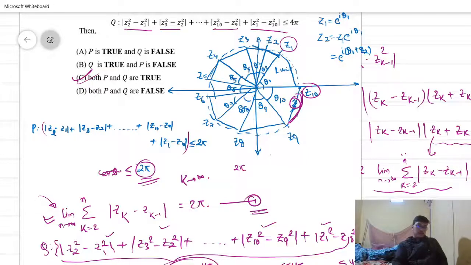And I rate this question as moderate, from easy to moderate type question. Not a tough one. Easy to moderate.